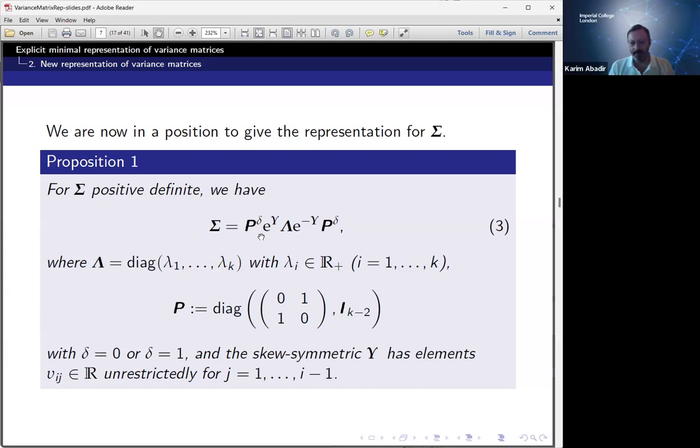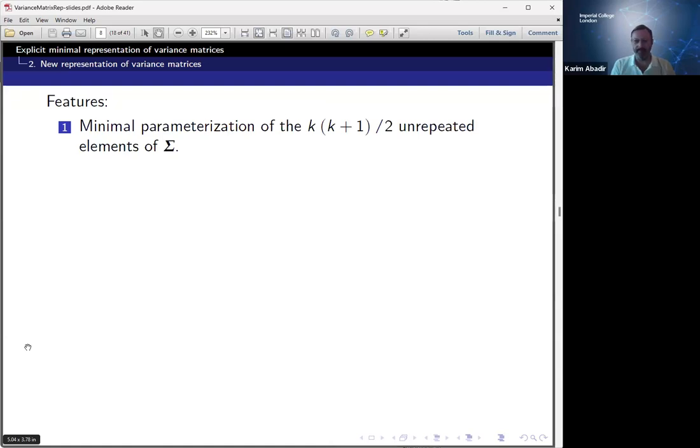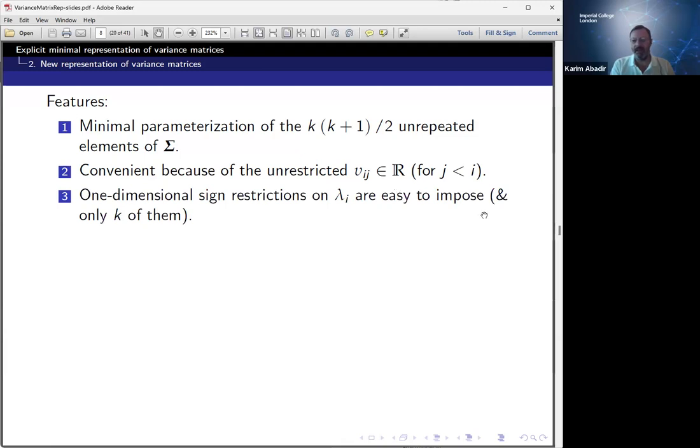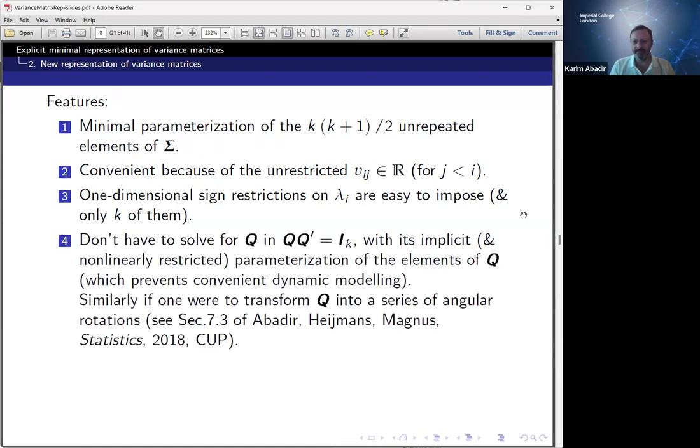So that represents any variance matrix with determinant plus or minus 1 in the orthogonal component. So that first feature we mentioned already. It is convenient because instead of having an orthogonal matrix whose parameters are non-linearly restricted and there are k squared of them, you have an unrestricted k times (k minus 1) over 2 specification. And the positivity restrictions are straightforward. Eigenvalue is positive, and that's easy. Don't have to solve any complicated nonlinear things.